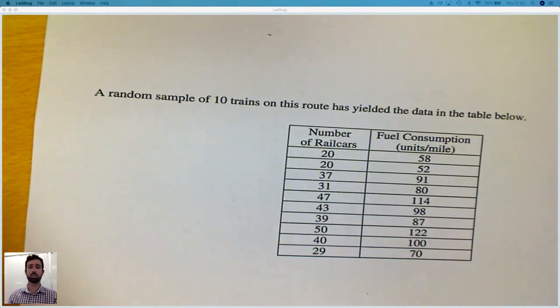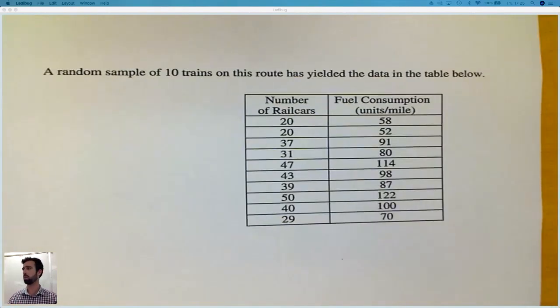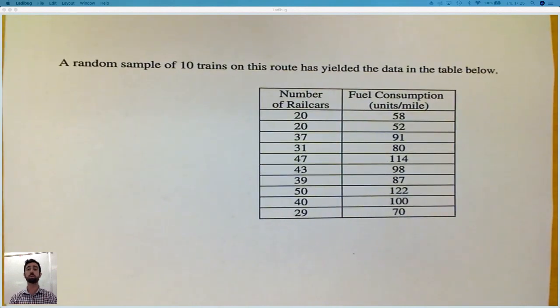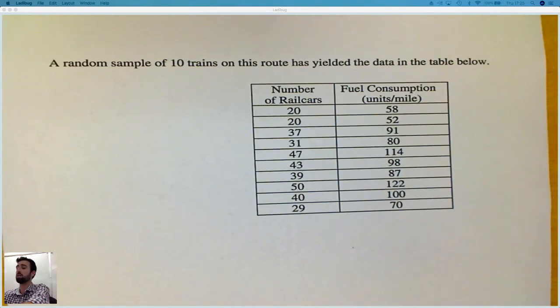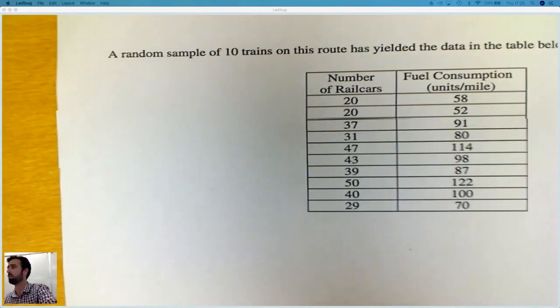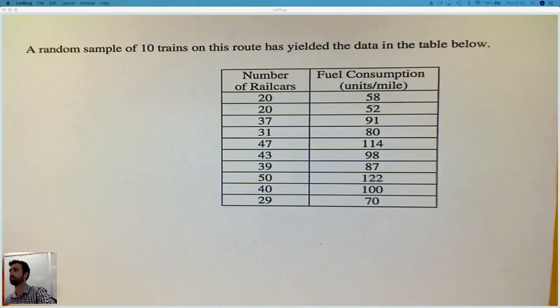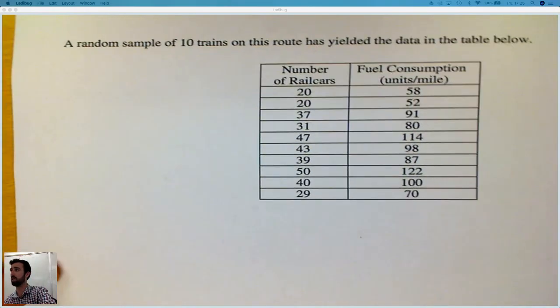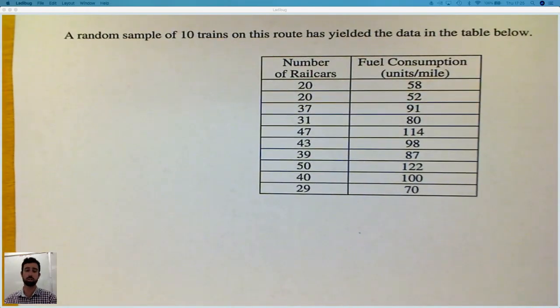And it has the Great Plains Railroad is interested in studying how fuel consumption is related to the number of rail cars for its trains on a certain route between Oklahoma City and Omaha. So we're looking to see how much fuel consumption is used based on the number of rail cars we have in our train. So a bunch of data, and we want to make some predictions.